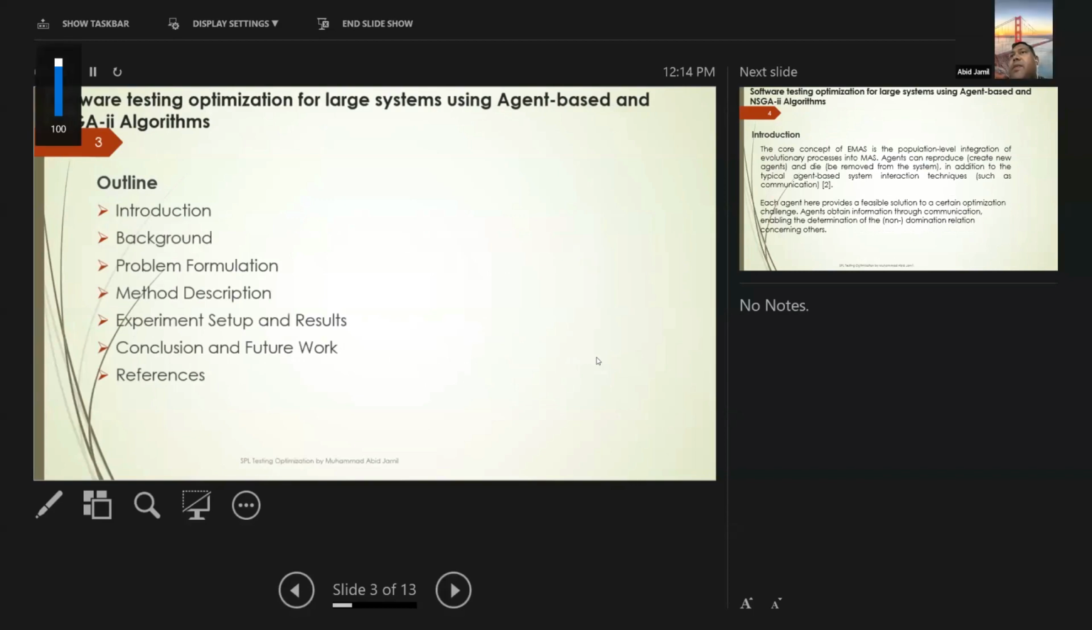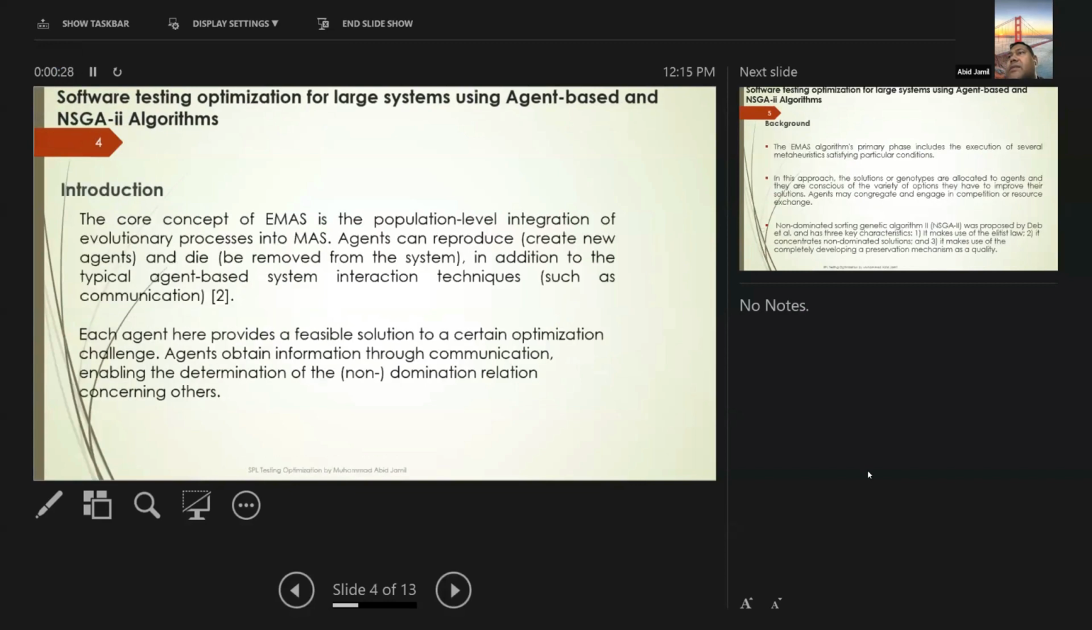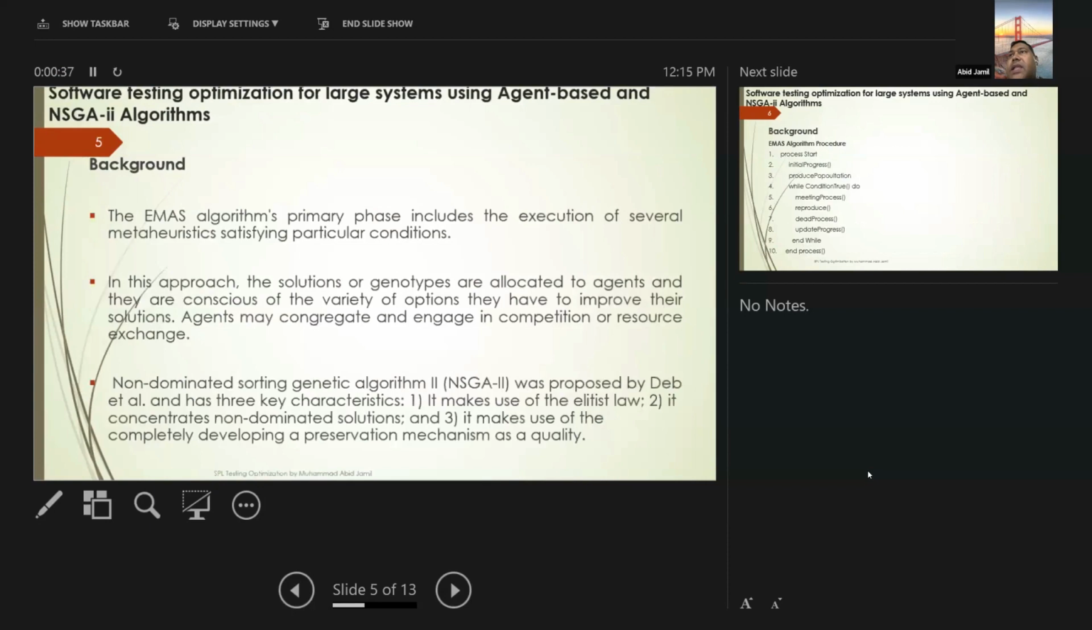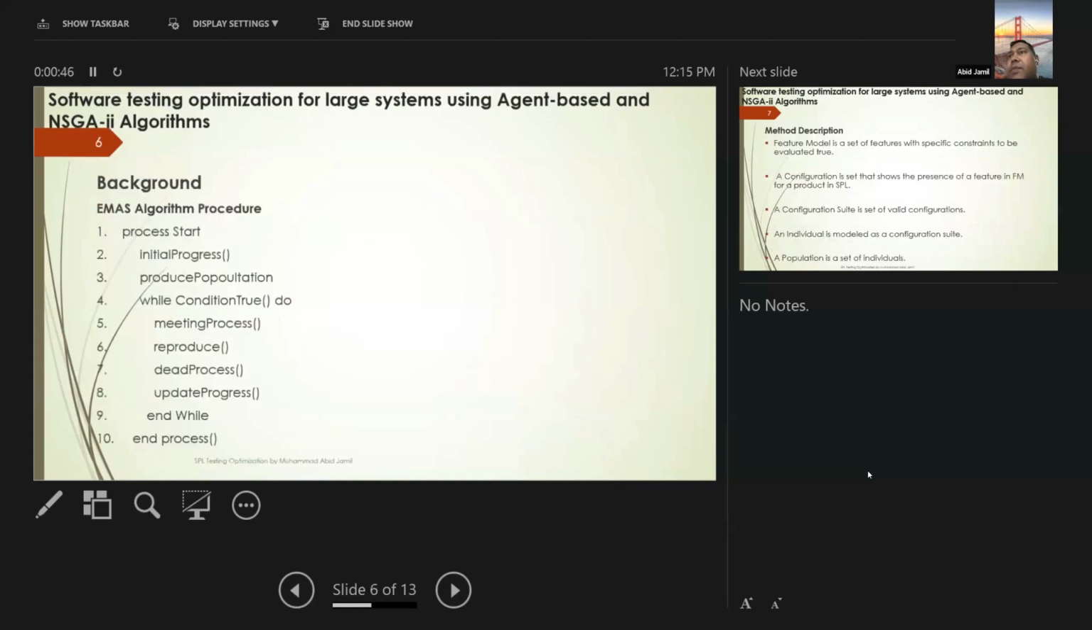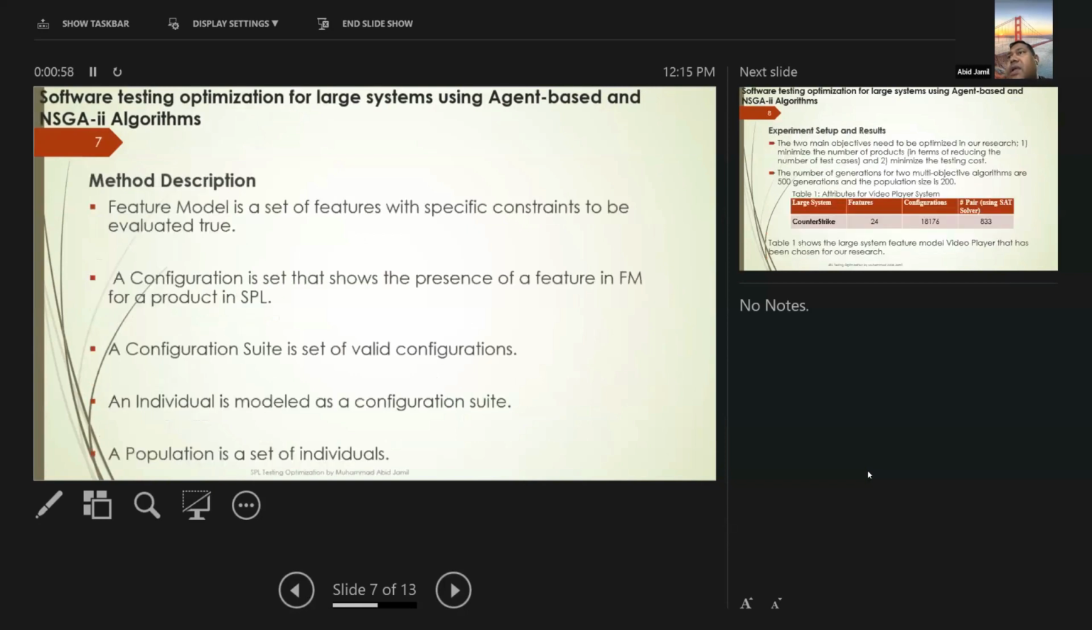So the paper is about my research work on software testing optimization for large systems, using the agent-based technique and different optimization algorithms like the NSGA-II algorithm. First of all, the testing process is sometimes very hectic and time-prolonged. If we are doing testing for product lines or large systems, it will take much more time, because in a large system we have a varied set of features.